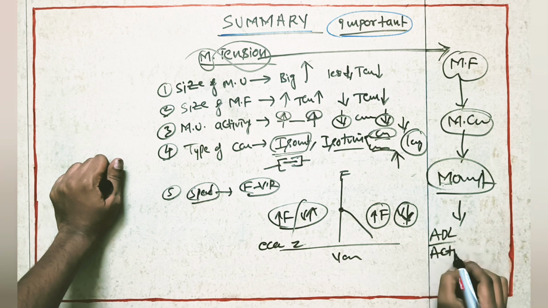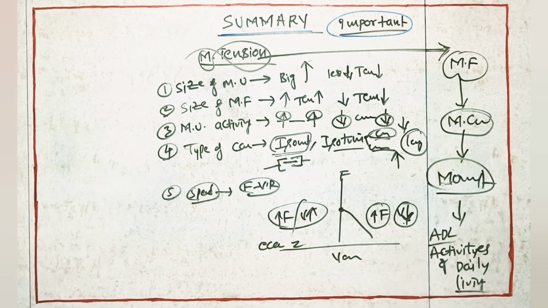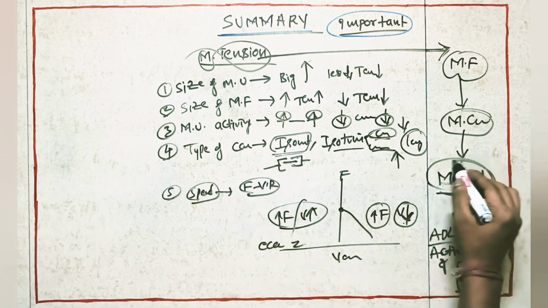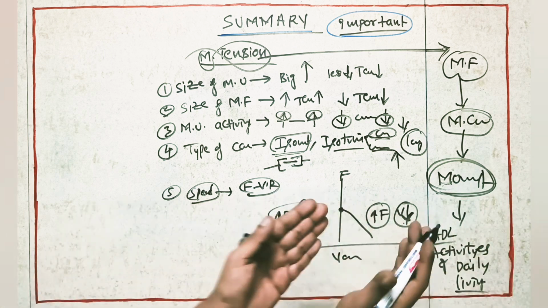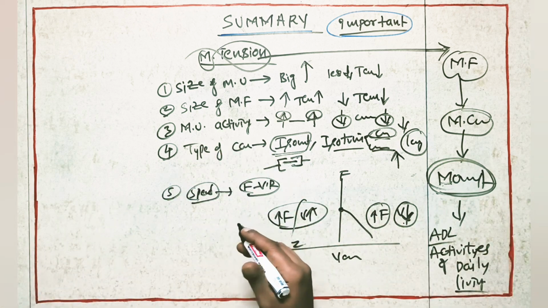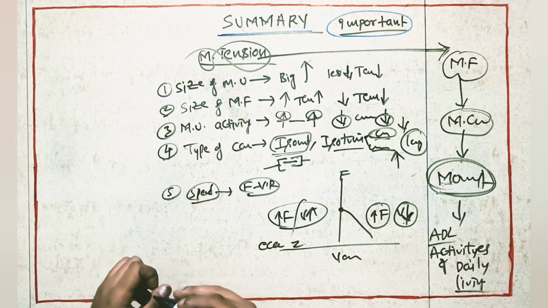ADLs means activities of daily living. So this is completely the summary of muscle structure and function. Apart from movement, some muscles will be helpful to maintain the structure, to maintain the posture also. So this is about complete muscle structure and function. Okay.